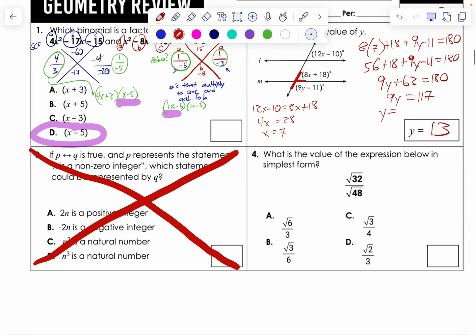And finally, this is a simplifying radicals question. So this top one, if we split this into the square root of 16 times the square root of 2, and the bottom one is the square root of 16 times the square root of 3. So this is, remember, splitting things up into square rootable numbers. Well, our square root of 16 cancels, and we're just left with square root of 2 over square root of 3.